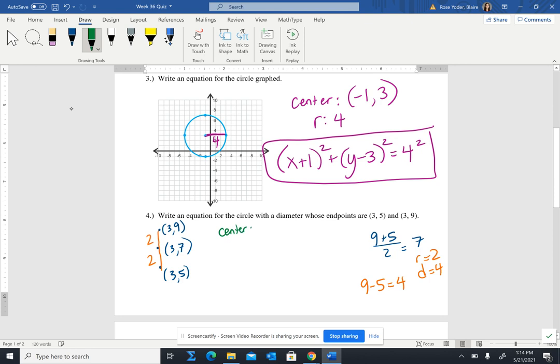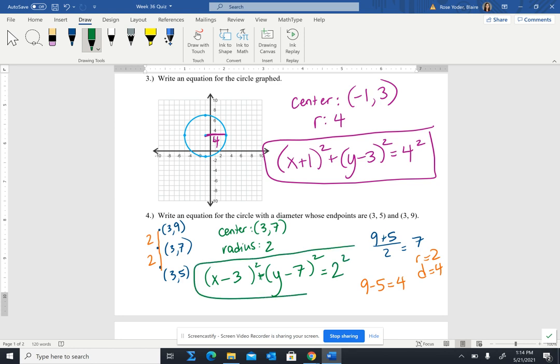The center is 3, 7. The radius is 2. So let's jump right into writing our equation. X minus 3 squared, y minus 7 squared equals 2 squared, or 4.